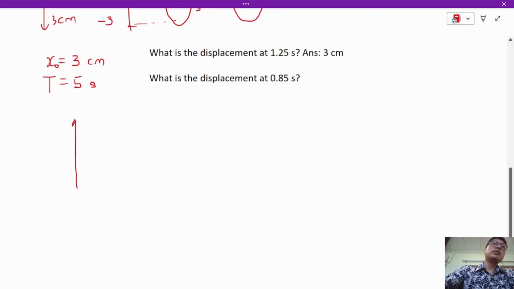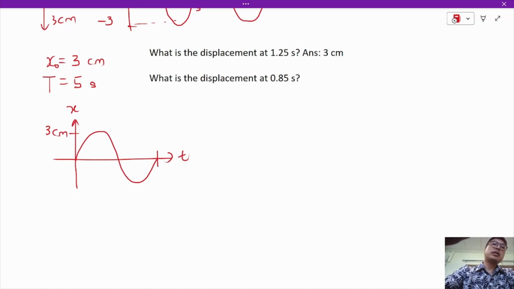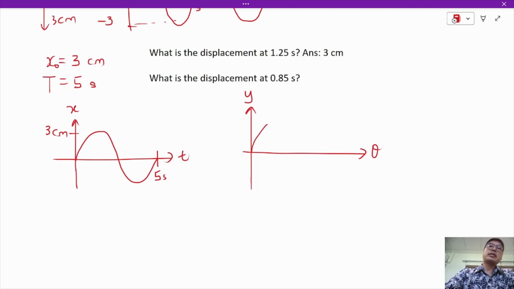Now, first of all, we're going to compare this sine graph. This is the graph that we had just now. This is 3 cm. This is x and this is t. And over here is 5 seconds. Now we're going to compare this with a normal sine graph. A normal sine graph would be something like y and theta. So this is a normal sine graph. And you know that theta over here is 360 degrees. And this amplitude here, let's say, is 3 cm as well.